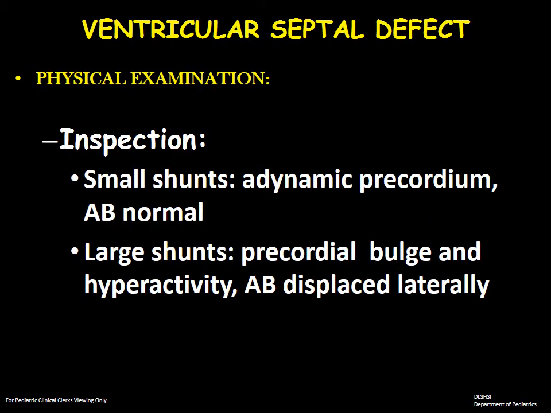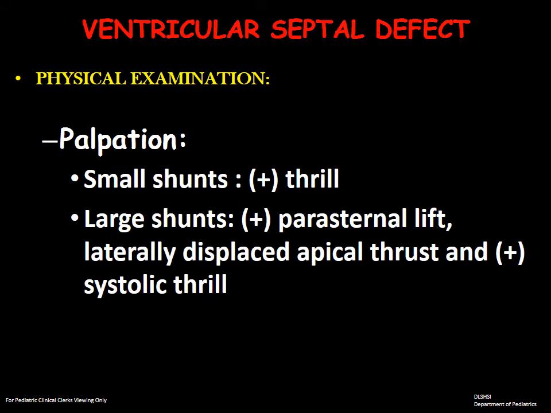For your inspection, small shunts have an adynamic precordium with normal apex beat, while large shunts have precordial bulge and hyperactive precordium with apex beat displaced laterally. Palpation, you can have presence of a thrill in small shunts. In large shunts, there is a parasternal lift with laterally displaced apical thrust and presence of a systolic thrill also.